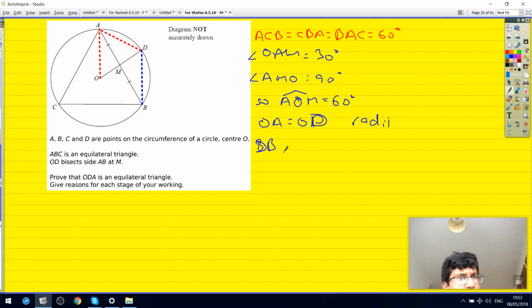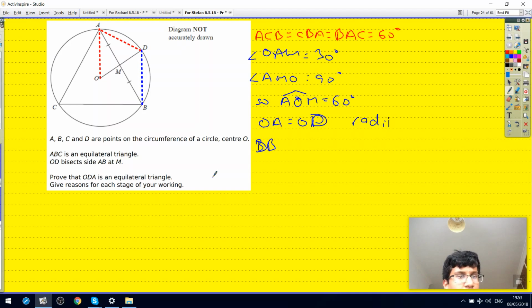And DB and what, sorry? DB and AD. Why is that? Because they're the same. Oh, this is the same. Yeah, and then they share a common side. And so AD must be the same length as BD? Yeah. Okay.